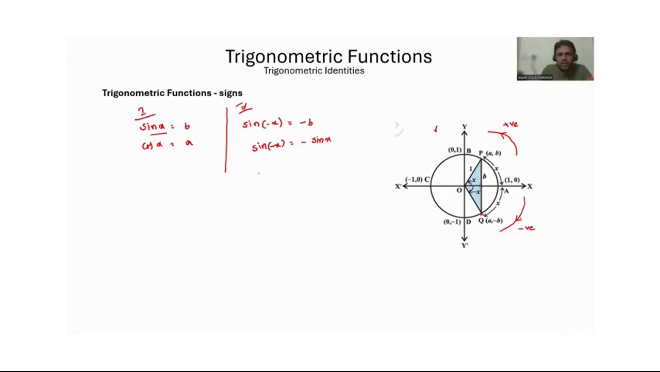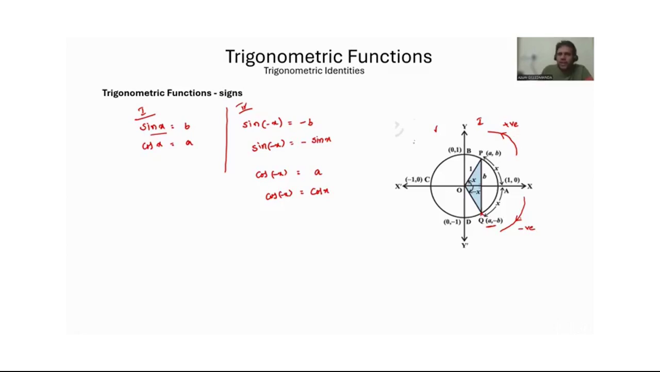And similarly, let's look at what happens to the cos value, cos of minus x. From the point Q, this value is a, so cos of minus x equal to a. What is a? Cos x. So here we are not getting minus cos x. So sine of minus x is minus sine x, and cos of minus x is cos x. That's the sign rule, and the thumb rule is that in the first quadrant, all trigonometric functions are positive.